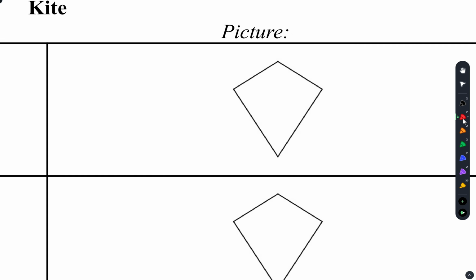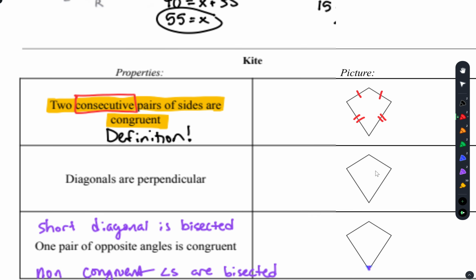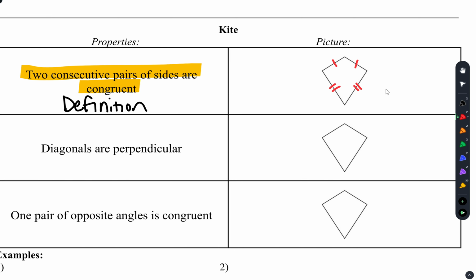We have in this diagram the 2 shorter sides and the 2 longer sides. So they are consecutive because they're next to each other. They're not across the shape. They're not opposites. Then we get some extra properties. The diagonals of my kite are perpendicular. Where else have we seen that property? We've seen it once before. Do we remember, Caitlin? Yeah, that's from a rhombus. A rhombus also has diagonals that are perpendicular.